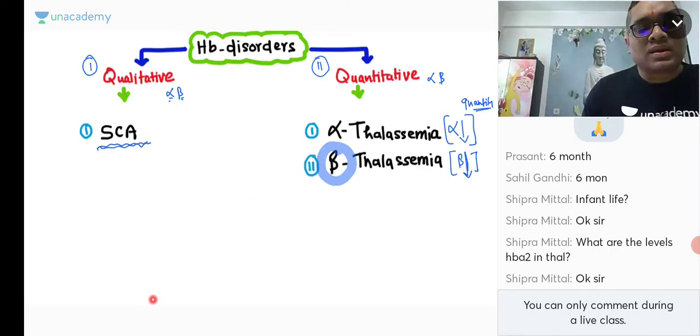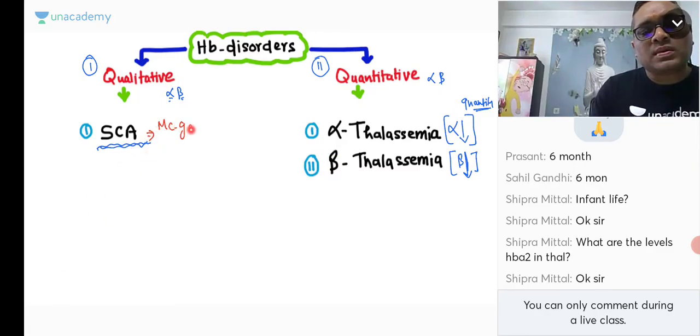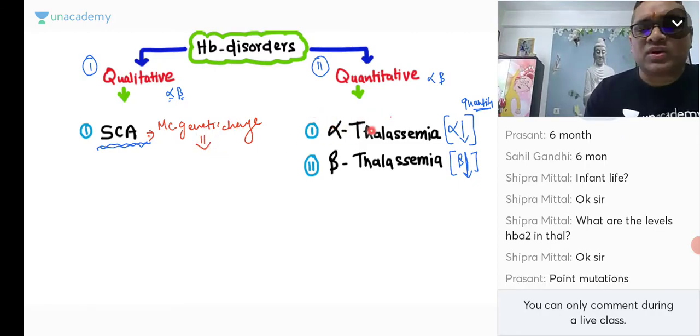What else do we need to remember here? Just a few important things I wanted to let you know. In sickle cell anemia, what is the most common genetic change? One of the very important questions. What is the most common genetic change in alpha thalassemia? What is the most common genetic change in beta thalassemia? So what are the genetic changes in alpha and beta thalassemia?